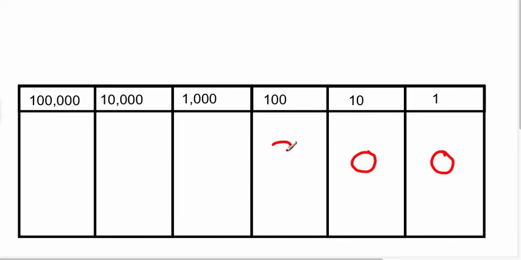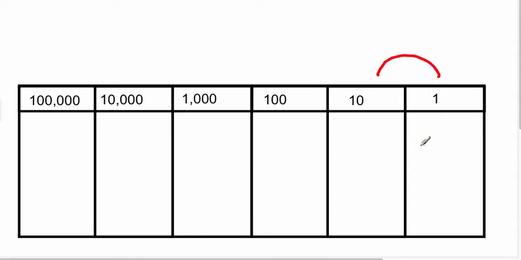100, 200, 300, 400, 500, 600, 700, 800, 900. What's next? 1,000. 1,000, 2,000, 3,000, 4,000, 5,000, 6,000, 7,000, 8,000, 9,000, 10,000. 10,000, 20,000, 30,000, 40,000, 50,000, 60,000, 70,000, 80,000, 90,000, 100,000. I'm glad that's over.